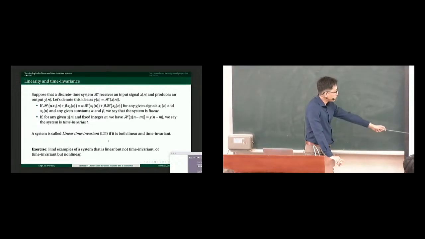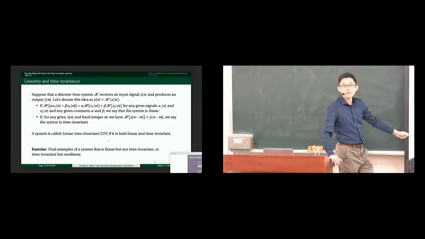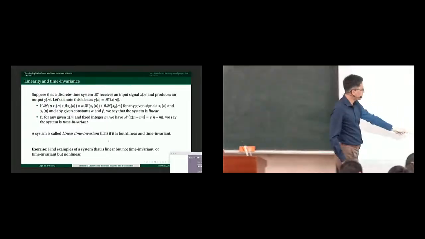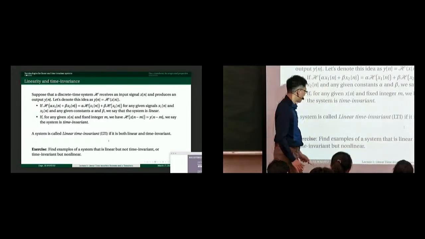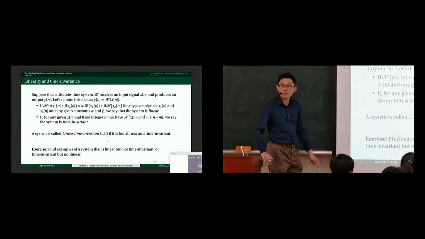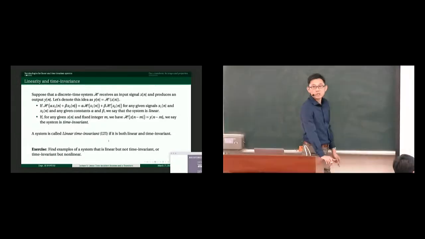So here is a small exercise. Here we imply that these are two separate properties. So you can probably guess that there must be some examples of a linear but not time invariant system, or a time invariant but not linear system. And you are right.